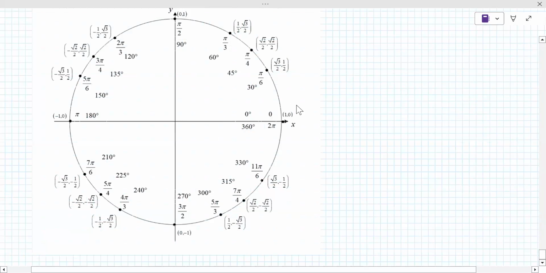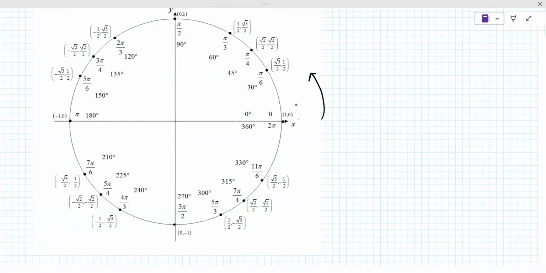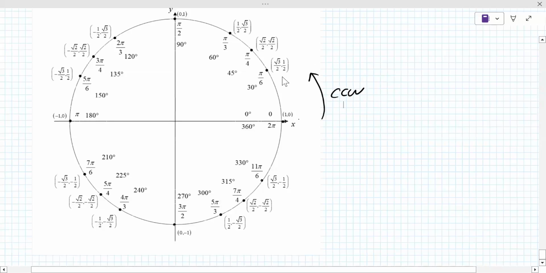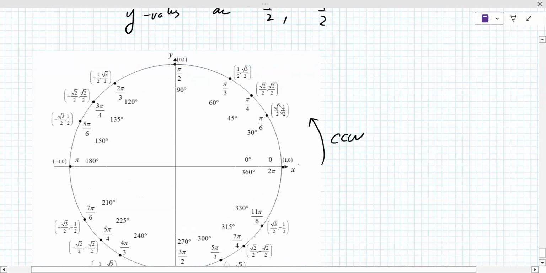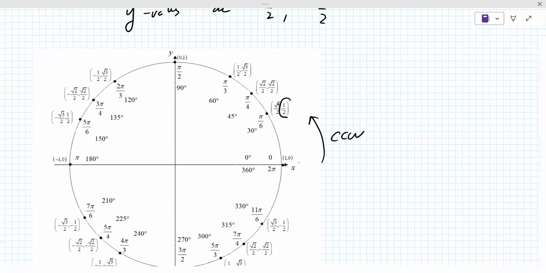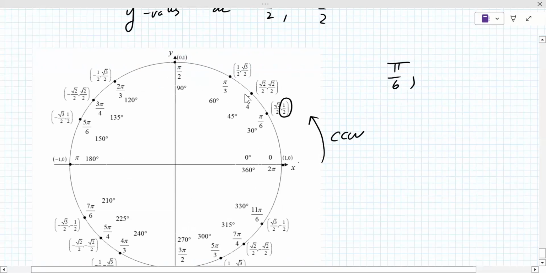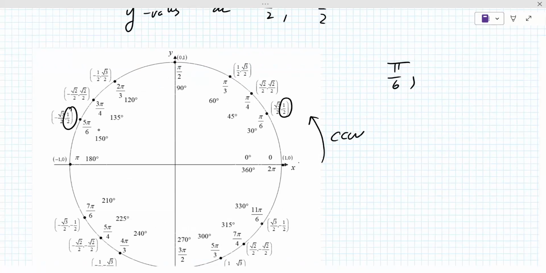So you're looking and you start here, and generally you go counterclockwise. That's kind of the standard. And you're looking for where the y values are 1/2. So see how there's a y value there of 1/2? Yeah. That's one of the answers, pi over 6. And then you keep looking. You're like, oh, there's another one that's 1/2 or negative 1/2. So that's 5 pi over 6. That's one of your answers.